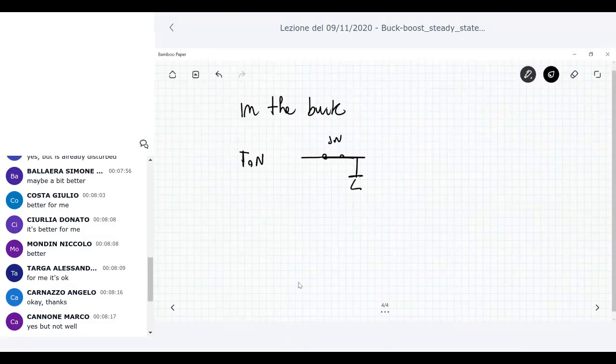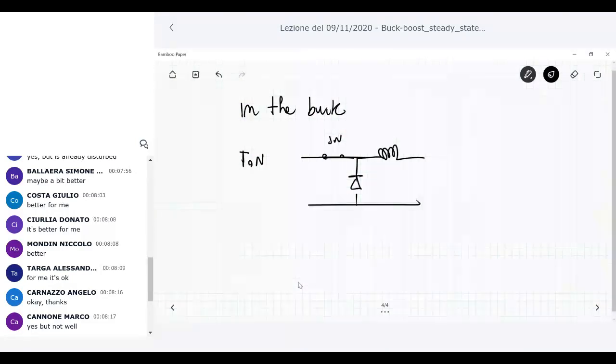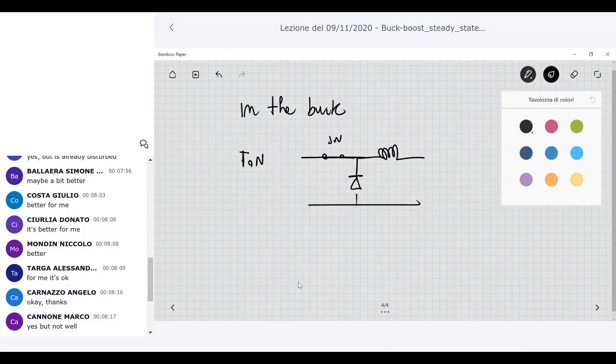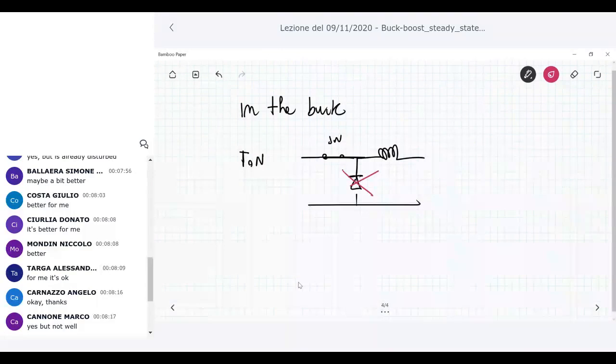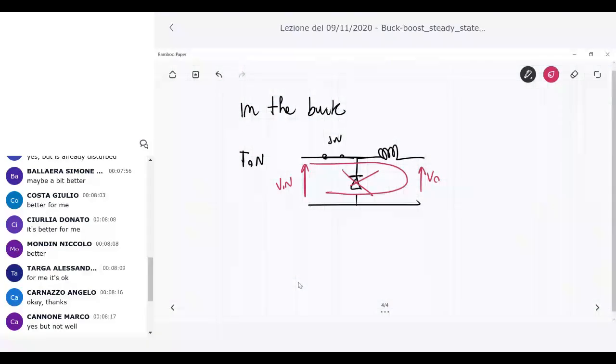You have here the diode and the inductor. The diode during T on is off, but you have a connection between the input side and the output side. So the power flow starts from the input and goes to the output. So it happens in the buck.